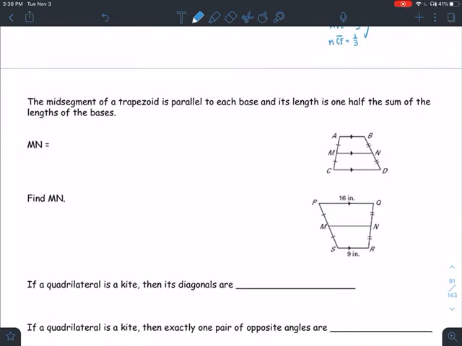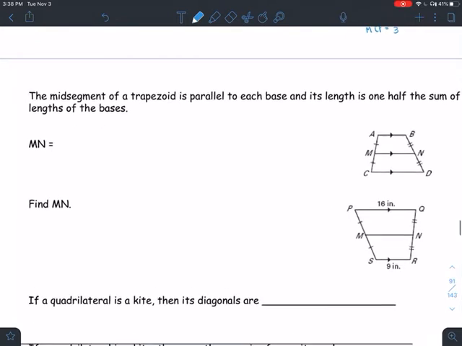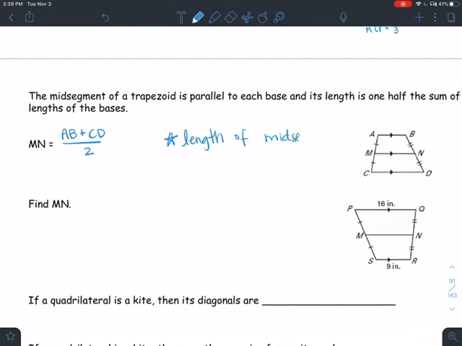So the mid-segment of a trapezoid is parallel to each base, and its length is 1/2 the sum of the lengths of the bases. So if I want to take a look at the length of MN, it is going to be the sum of AB and CD over 2. So the length of the mid-segment is the average of the bases.